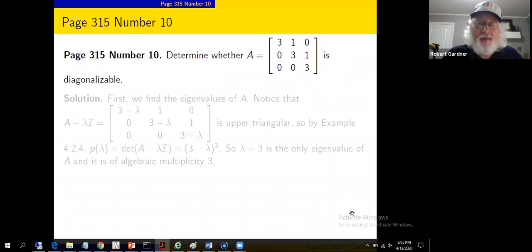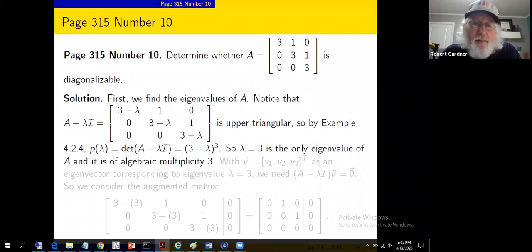Okay, number 10. And the good news is, I think it's only got one eigenvalue, so the computations won't be quite as ugly. Okay, determine whether this matrix A is diagonalizable or not. Oh, awesome. They don't want us to actually find C and all that stuff. Okay, so let's see what happens here.